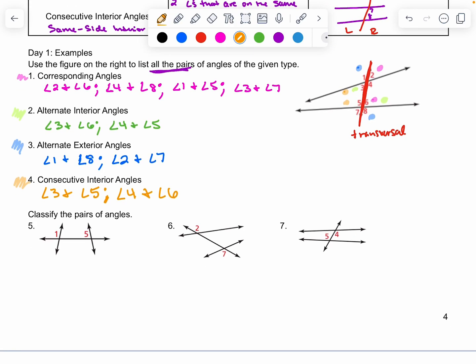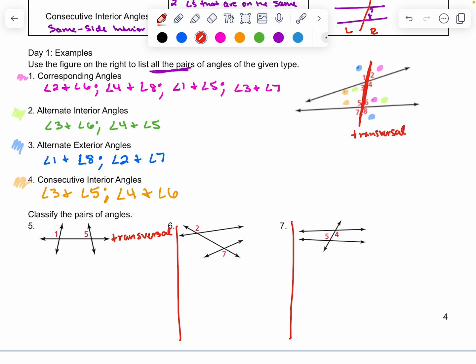Okay, so 5, 6, and 7, you're given just 2 angles and then you're supposed to figure it out. So on number 5, everything that I've shown in the examples, the transversal has been up and down. Currently, your transversal is laying flat. Rotate your paper. Then it will look like all of the other ones, and it'll make your life easier, okay?